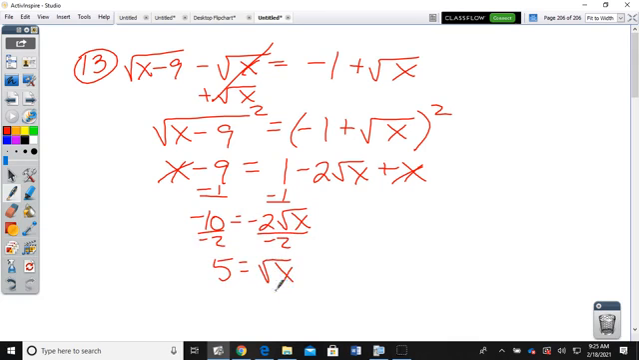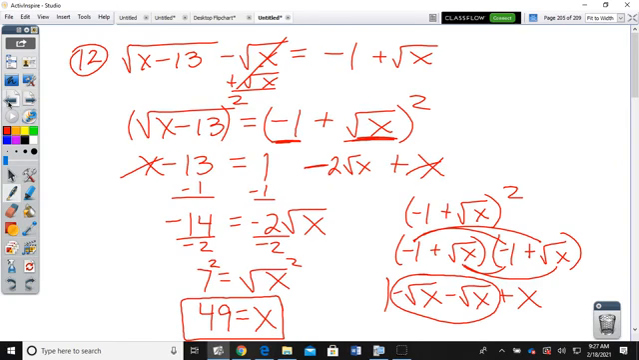Five equals the square root of x, and then finally square both sides. You get 25 equals x. It means negative 1 plus square root of x times negative 1 plus square root of x, and it's always going to equal that. I wrote it out here. This particular one will always equal this. Not all of them, but that particular one, yes.